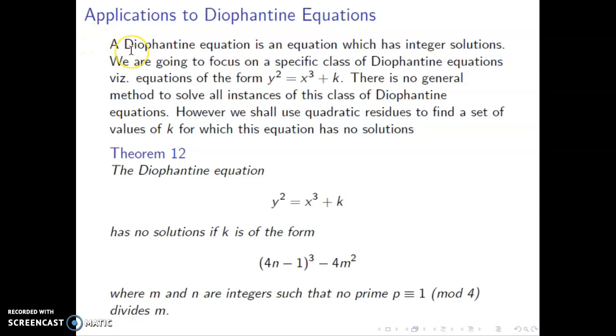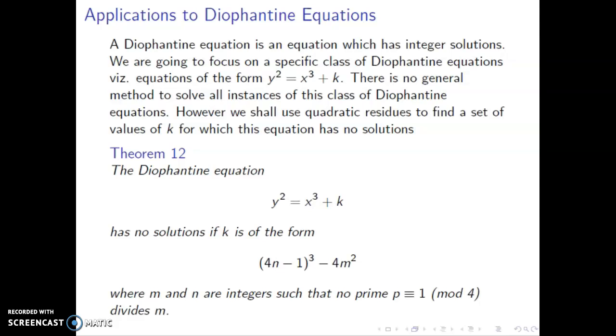Today we've come to the last section on quadratic residues. We are going to look at an application of quadratic residues. Now this application relates to Diophantine equations. So before we go into the application, let's see what is a Diophantine equation. A Diophantine equation is an equation which has integer solutions.